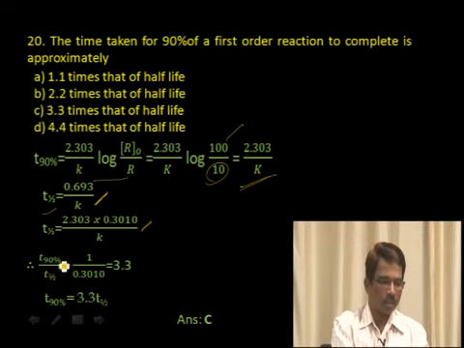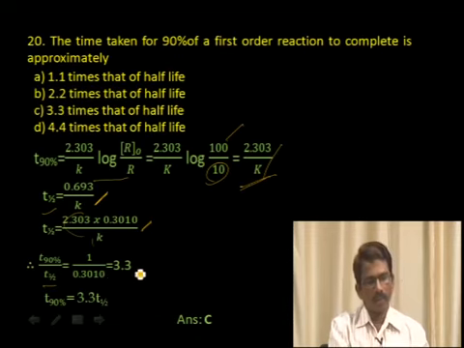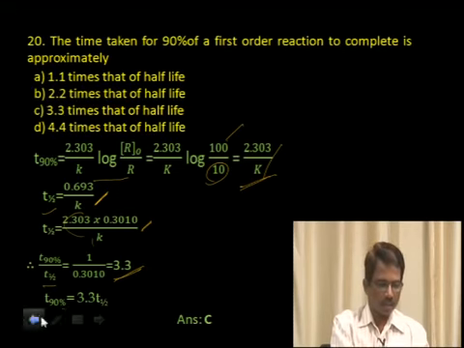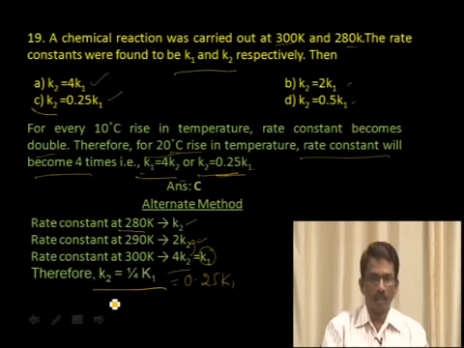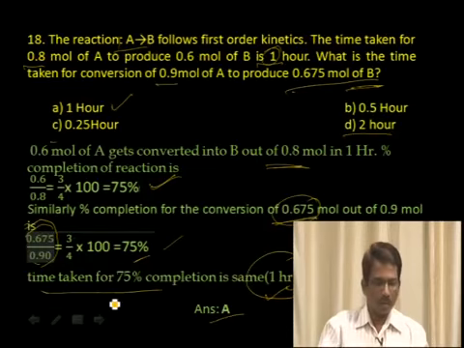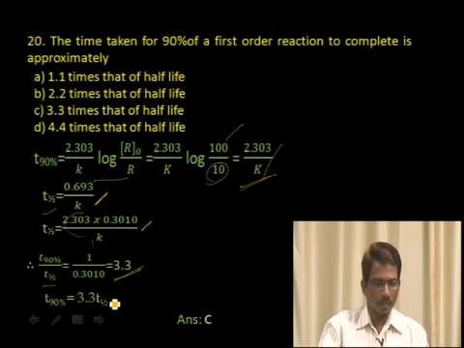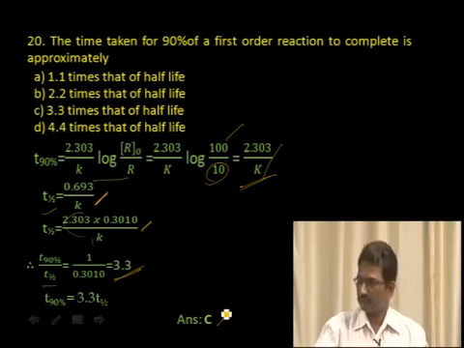If I divide equation 1 by equation 2, that is T 90% by T half, that is equal to 1 divided by 0.3010, because 2.303 by K gets cancelled. 1 by 0.3010 can be written as 10 by 3, and obviously this becomes 3.3, and therefore T 90% equals 3.3 times T half, and the correct answer becomes option C.